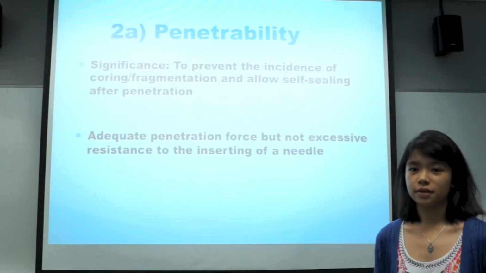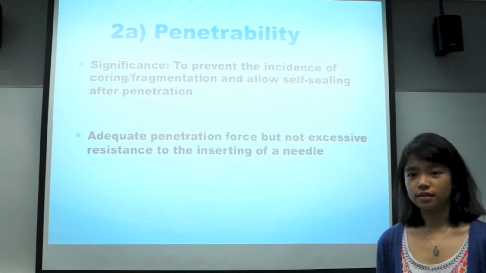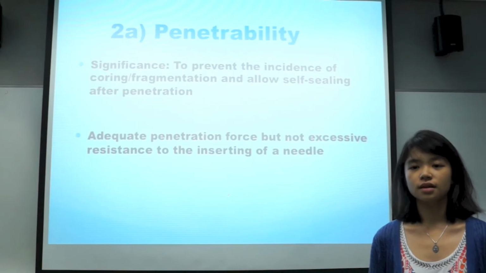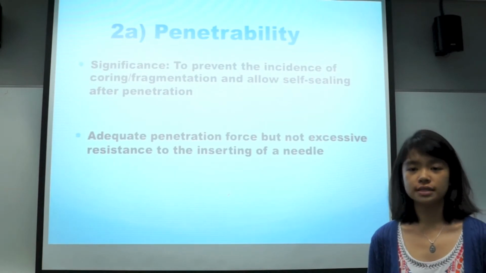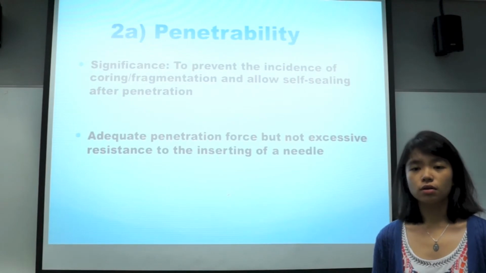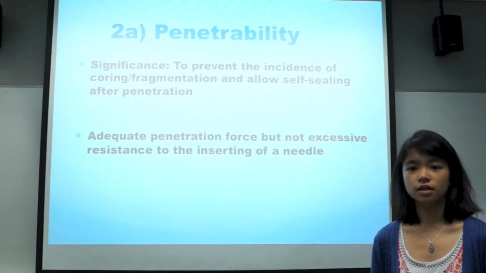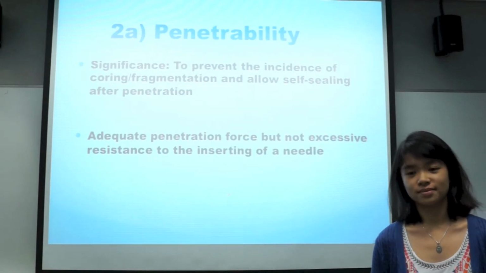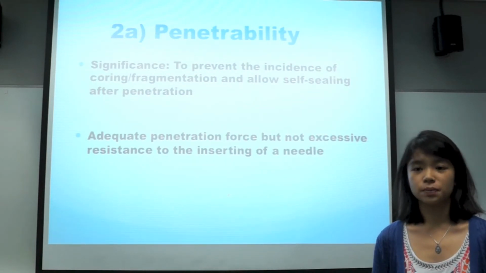So what is penetrability? It is the ability of the needle to enter the target surface of the rubber. The rubber closure cannot be too easily penetrable as this will cause the leakage of contents, and it also cannot be too resistant to penetration as this will be difficult for the needle to enter the rubber closure. The following are the steps for the penetrability test.